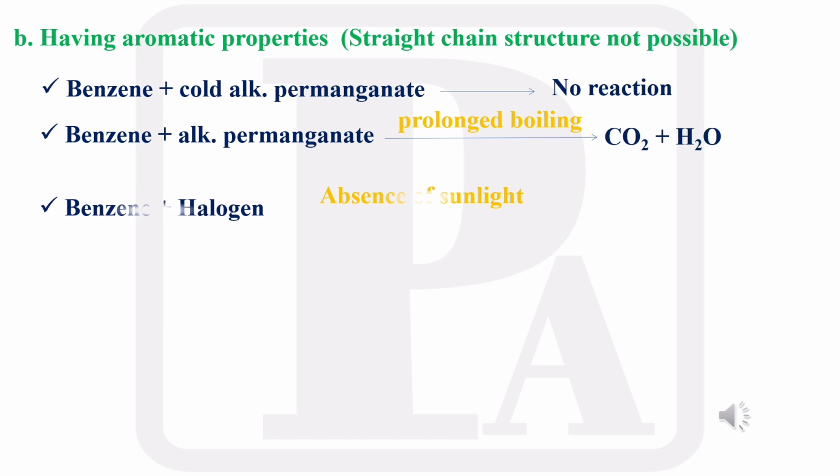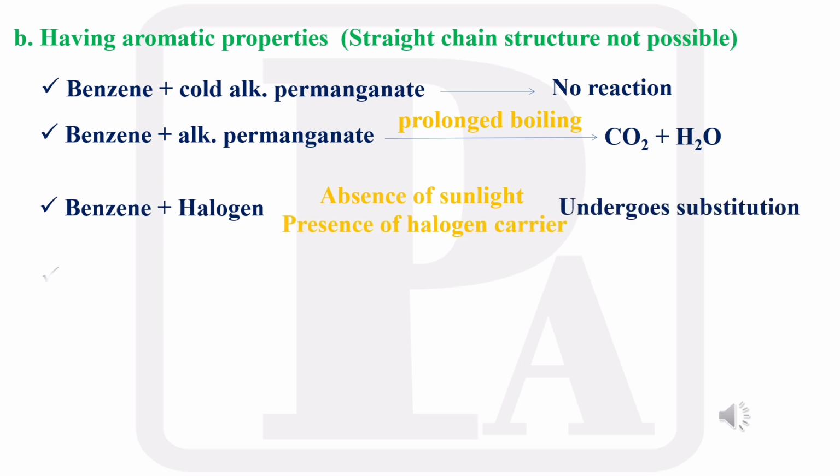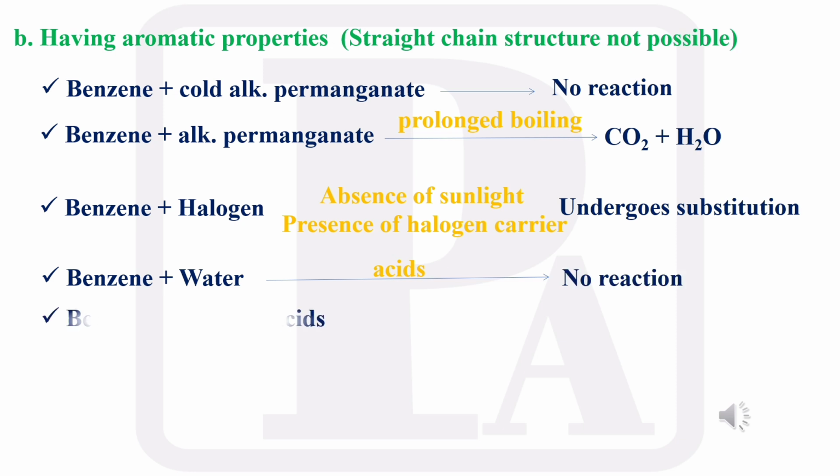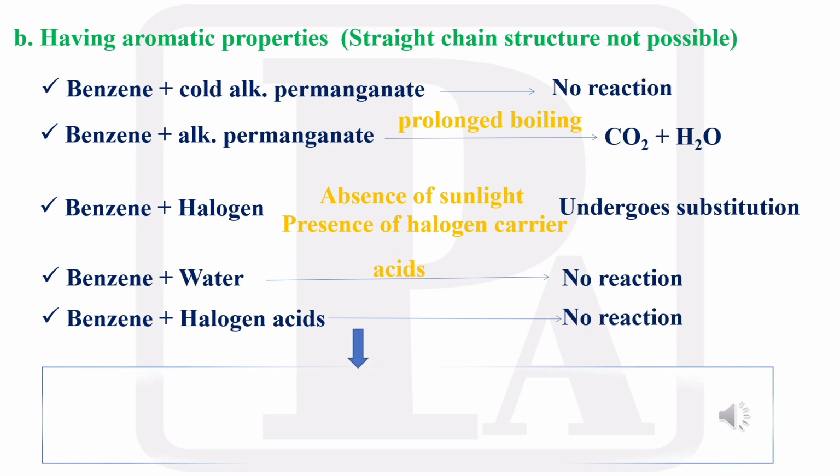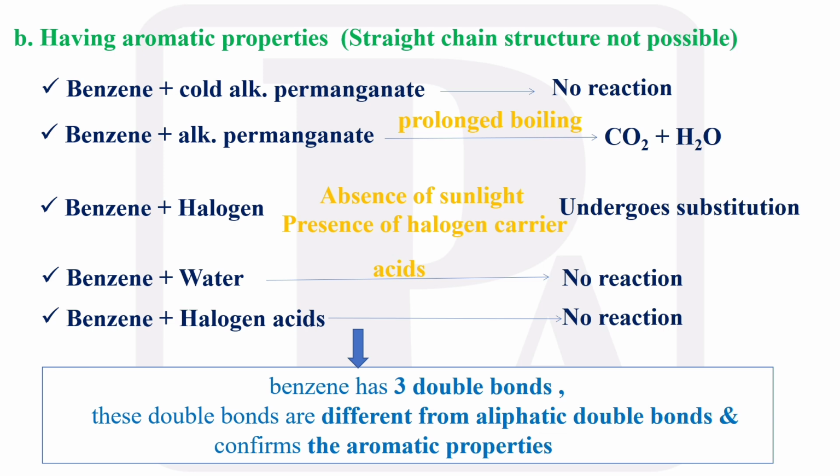When benzene is treated with halogen in the absence of sunlight and in the presence of a halogen carrier, it undergoes substitution. When benzene is treated with water in the presence of an acid, it will not undergo any reaction. So in the presence of acid, it will not react with water, and it will not react with the halogen acids. So these reactions indicate that it is having 3 double bonds, and these double bonds are different from aliphatic double bonds, and that confirms it is having aromatic properties.